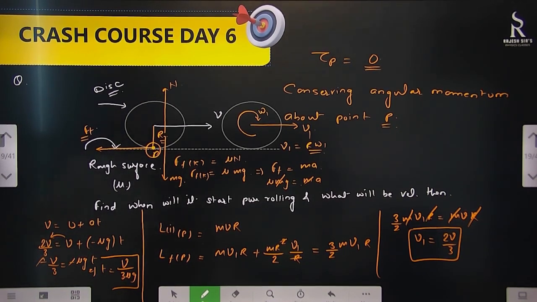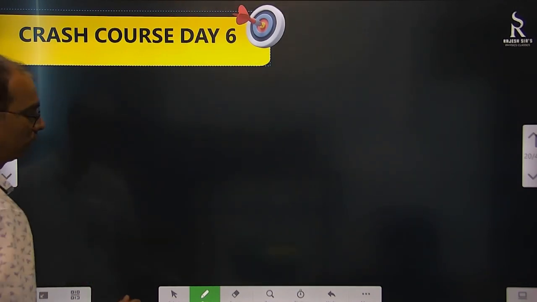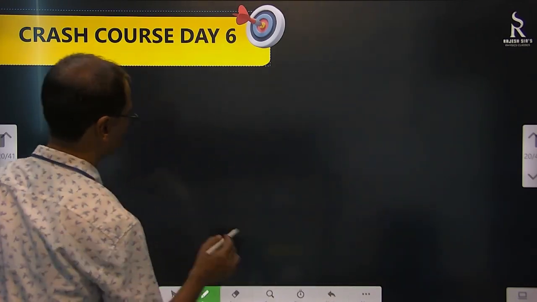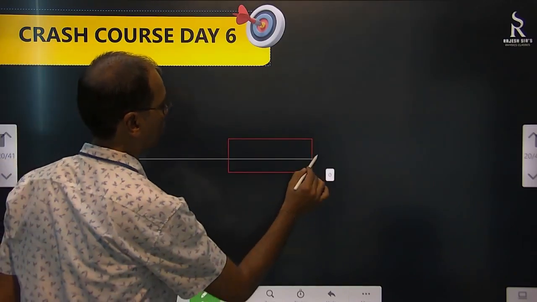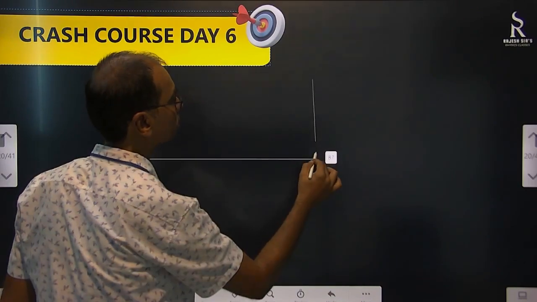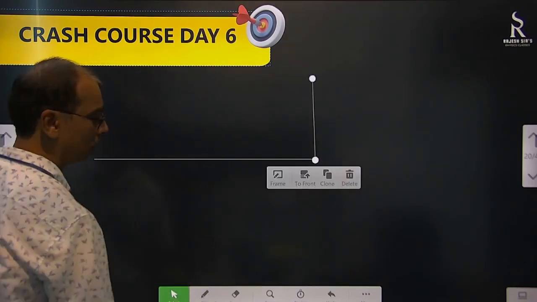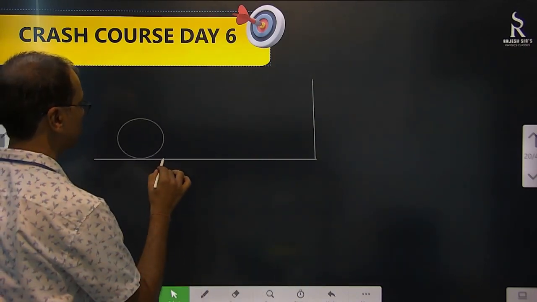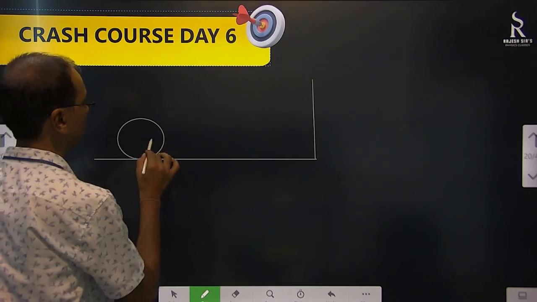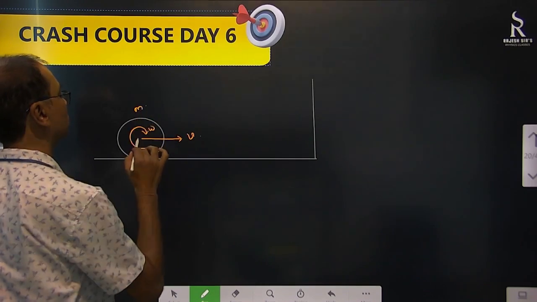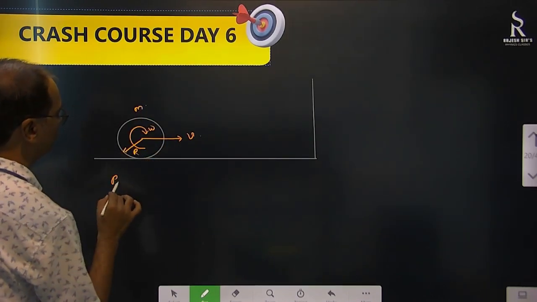Okay. So last question for today. What are we going to do? I am going to apply collision in this now. How to apply collision? Suppose this is ground and I am going to have a wall here. Same ring only I am doing. It's not a ring, it's a disc, having velocity v and omega. It's in pure rolling.